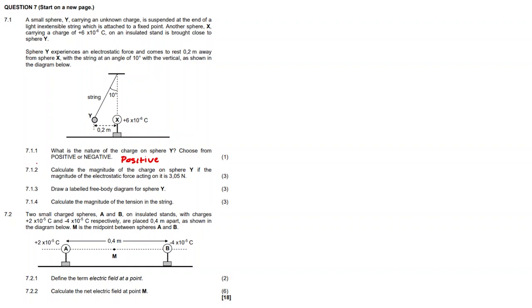Question 7.1.2. Calculate the magnitude of the charge on sphere y if the magnitude of the electrostatic force acting on it is 3.05 newtons. To calculate this, we can use the formula F is equal to K Q1 Q2 all over R squared. We then know the force. K is a constant. We have the charge of the one sphere being 6 times 10 to the power negative 6. And we are trying to calculate, we can say Q2.